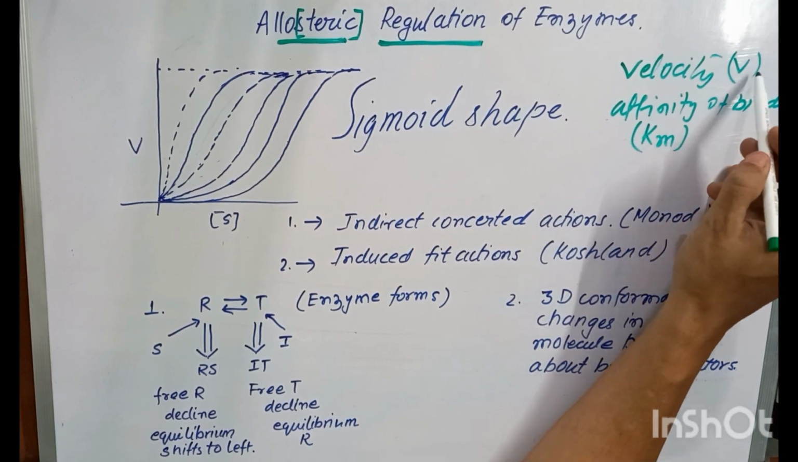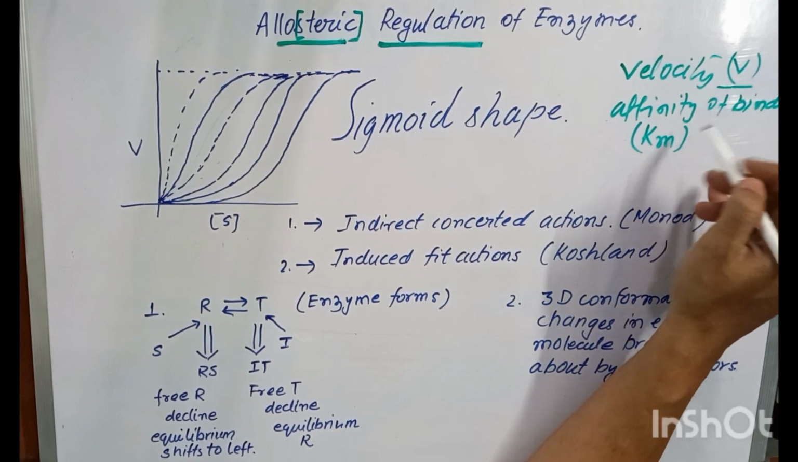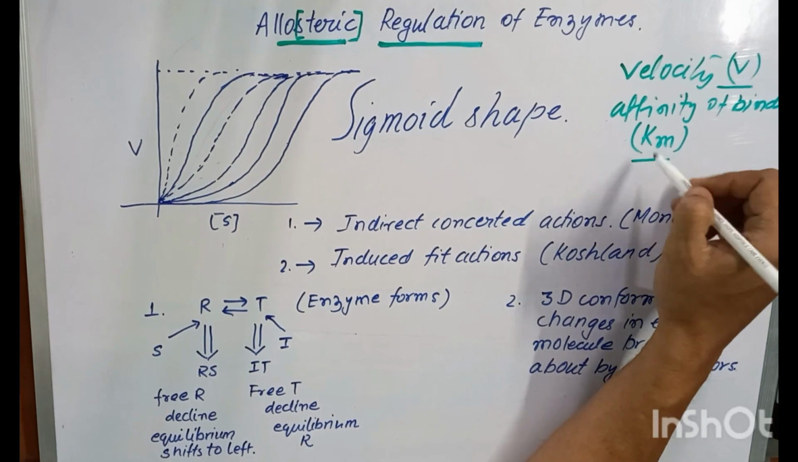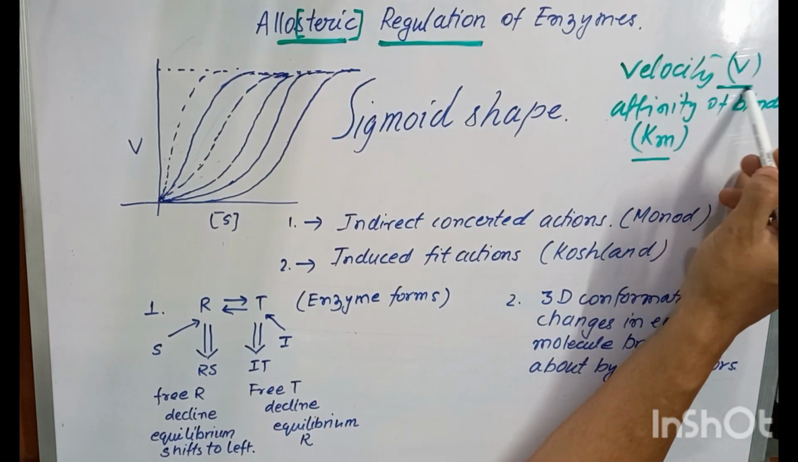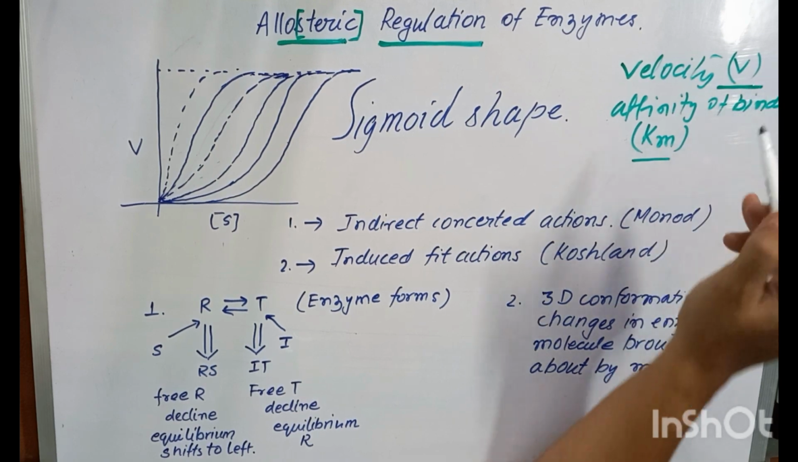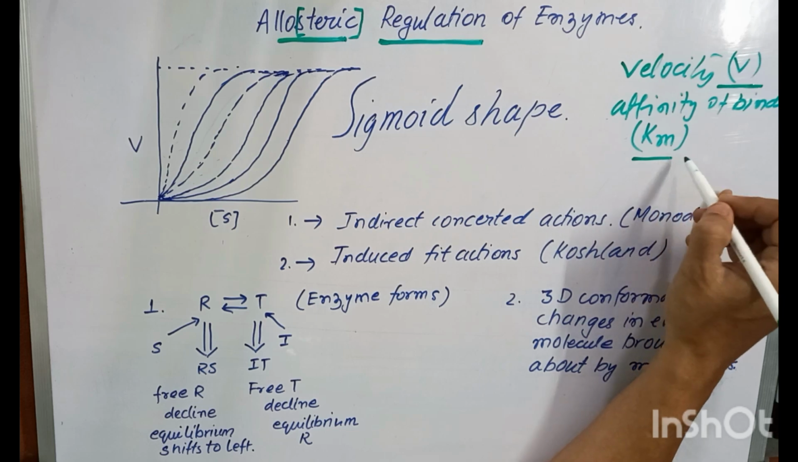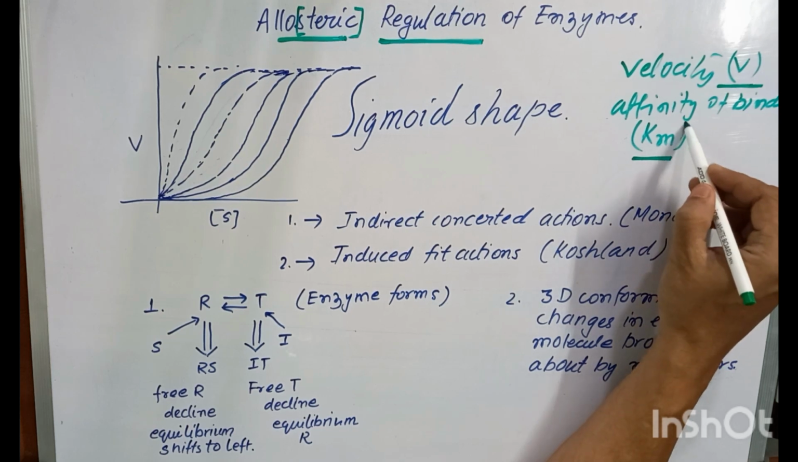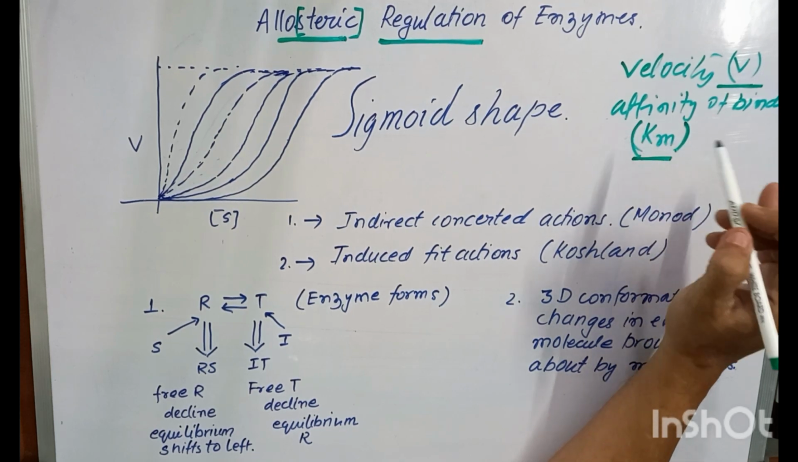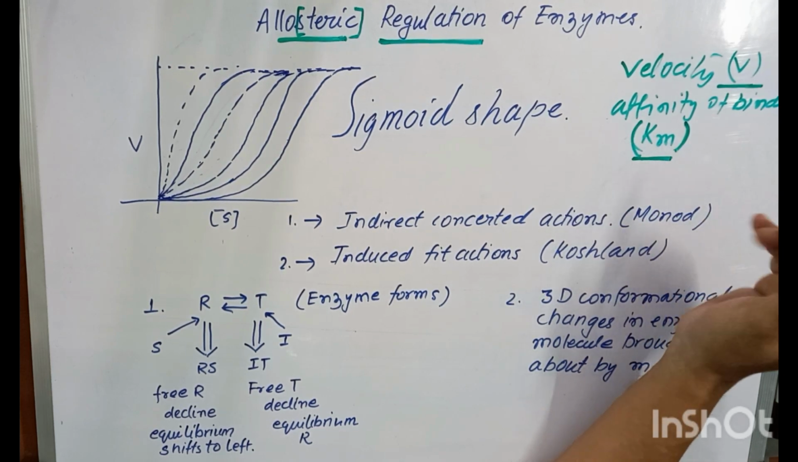So these parameters, the velocity of the enzyme action or the Km, increase or decrease. If the velocity increases, that means the catalysis is more. If the Km increases, then that means the binding of the substrate with the enzyme is increased. The Km value is actually indicative of the binding or the affinity of the enzyme towards its substrate.